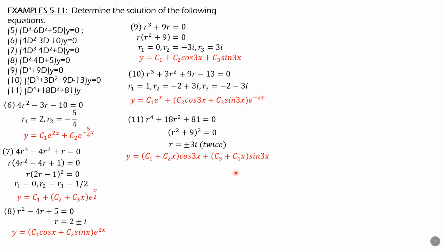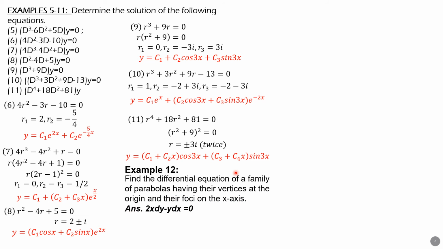Then for one application on family of curves, sample 12, find the differential equation of a family of parabolas having their vertices at the origin and their foci on the x-axis. So the parabola is both open to the right and open to the left with vertex at the origin. So the equation of the parabola is y squared. The constant is the length of latus rectum.